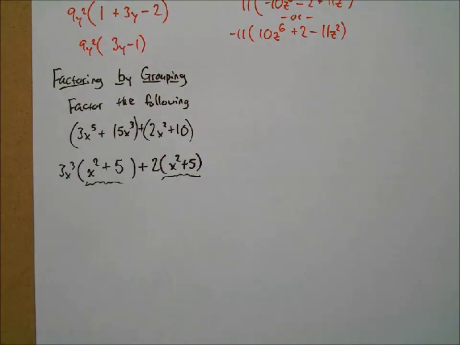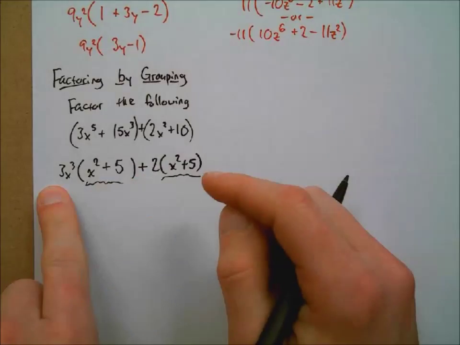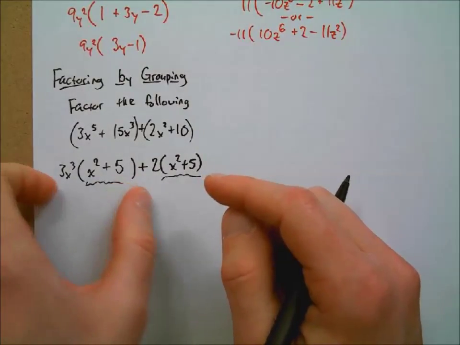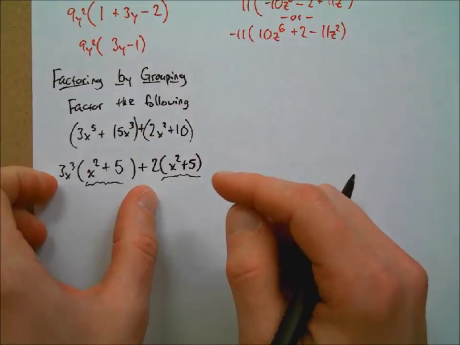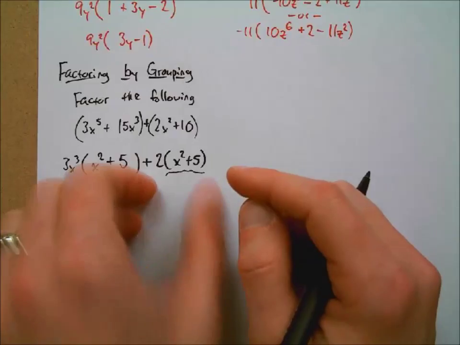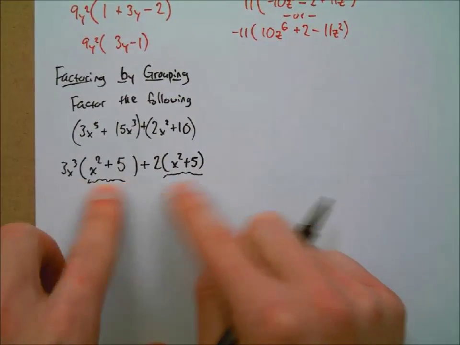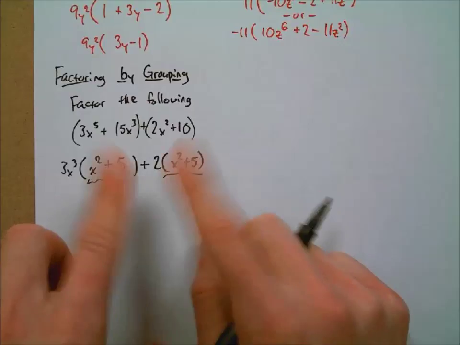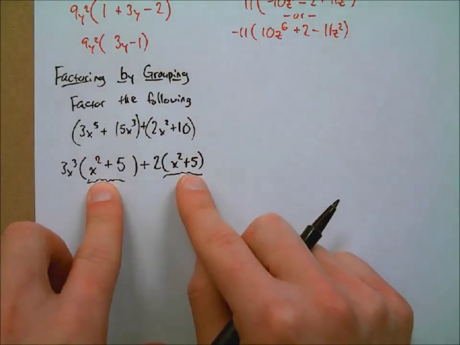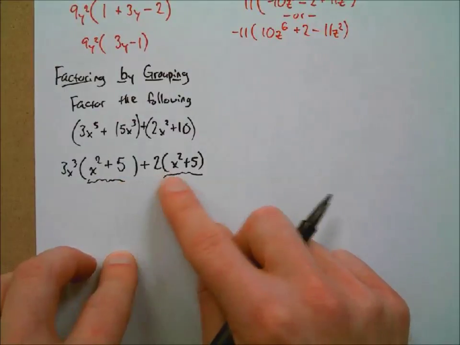There's one more bit of factoring we can do here. We have one kind of term here, a product. I guess there is an addition in there, but we kind of have a product here and a product here. What is in common between these two terms? The x squared plus 5. So we can factor an x squared plus 5 out of this and factor an x squared plus 5 out of this.